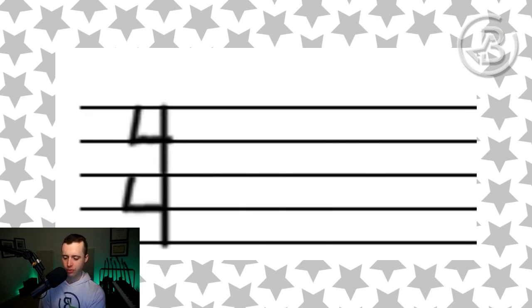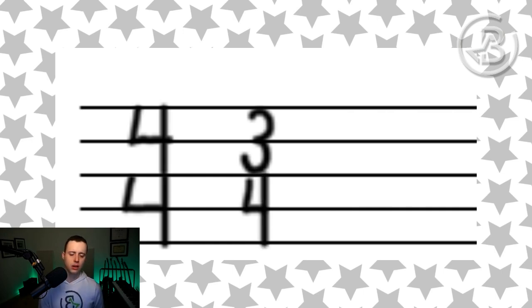Now if we were to write a 3/4 time signature, the top number is going to be a 3. And then the bottom number is going to be a 4. And again, the top number is going to take up the space from line 5 to line 3. The bottom number takes up the space from line 3 to line 1. The only 2 time signatures you are going to need for level 1 are going to be 4/4 and 3/4. So practice writing these on some staff paper, practice writing them out in your workbook.